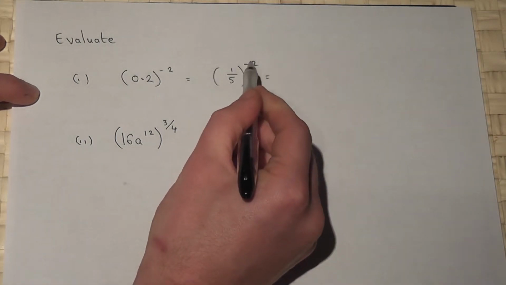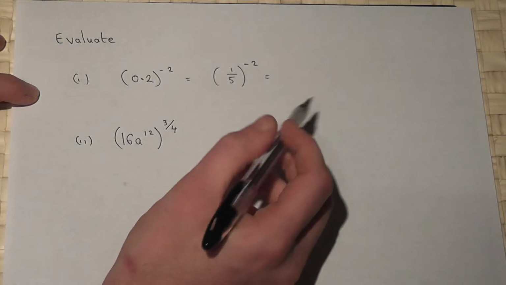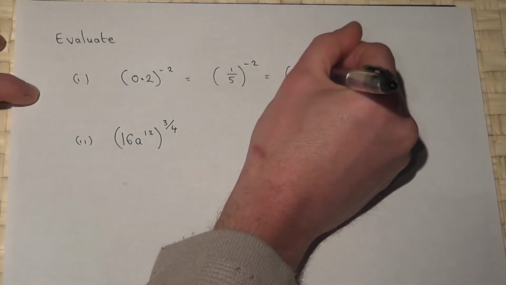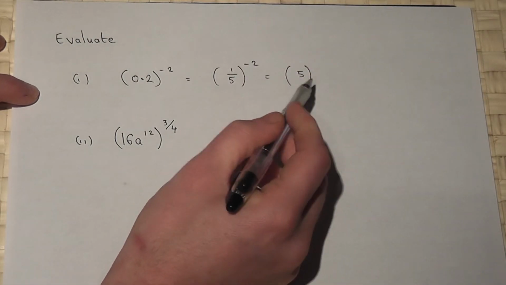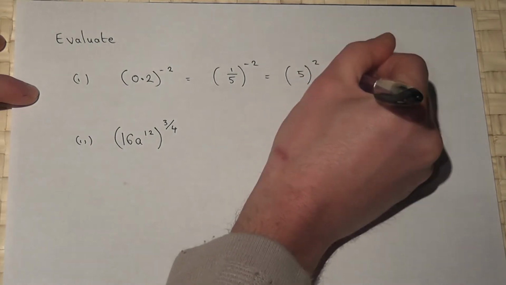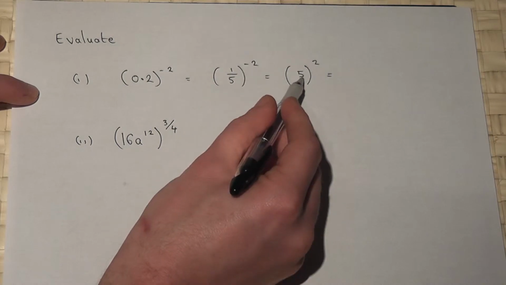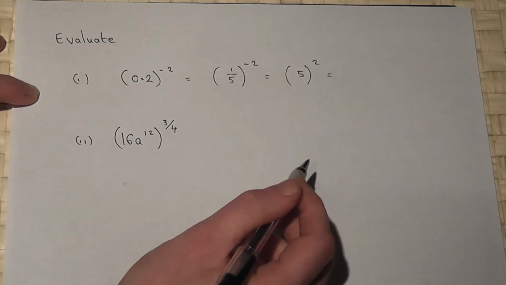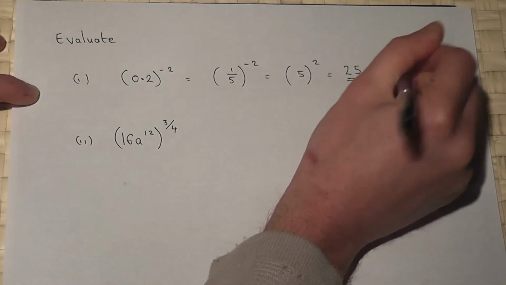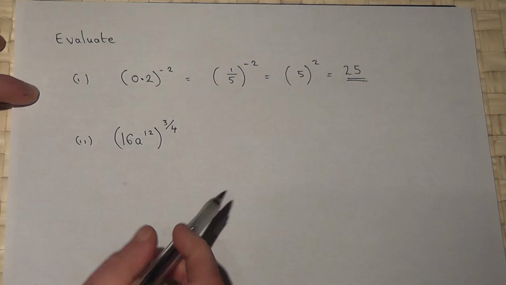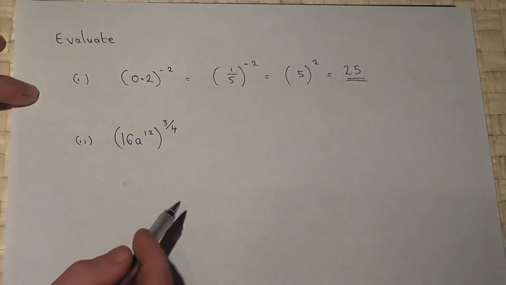Now, a negative power means effectively to reciprocate the fraction. So 1/5 becomes 5/1 or just 5. So the negative power reciprocates it, but this then needs to be squared. So I dealt with the negative power, I now need to square it. Well, 5 squared just equals 25. So again, the best way I believe to deal with decimals to a power is to write as a fraction.